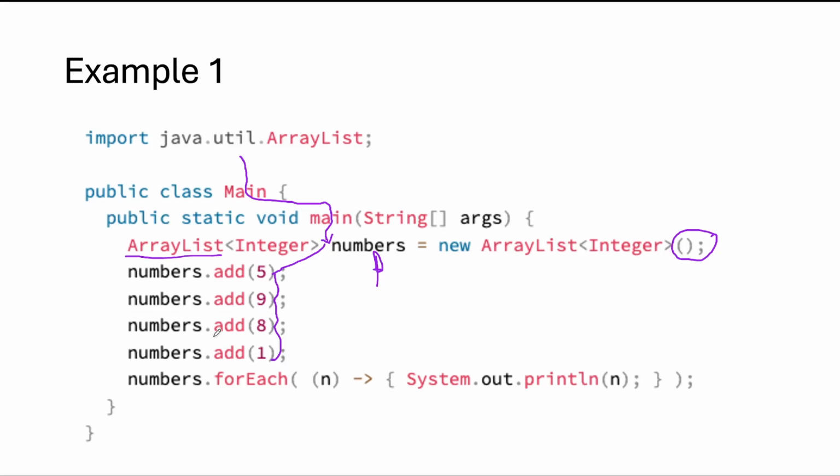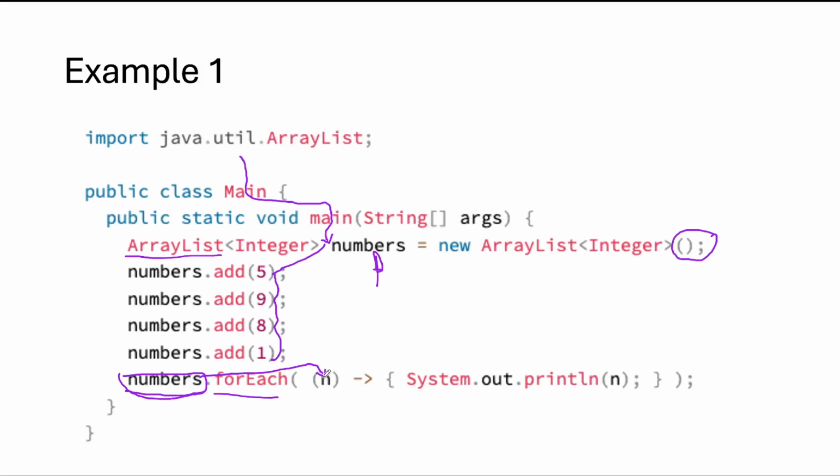Instead, what you can do is simply take the numbers and create a lambda expression. So what we are saying here is numbers.forEach, which means for each element in numbers, I am calling the element n.